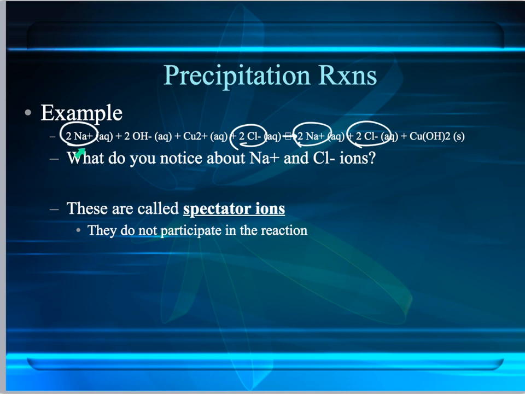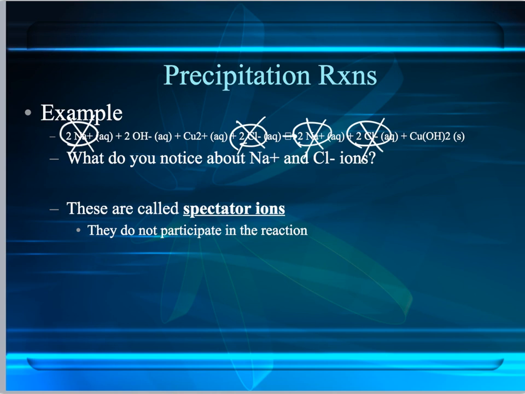I've got 2 sodium ions on the left and 2 on the right, 2 chlorides on the left, 2 chlorides on the right. And if you notice, that means as the reaction has happened, actually nothing happened to the sodium ions. Nothing happened to the chloride ions. They just stayed there. They didn't actually react. They're not really a part of this reaction. Yes, they're there in solution. They're still present, but they never actually did anything.